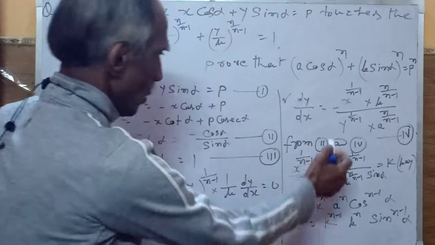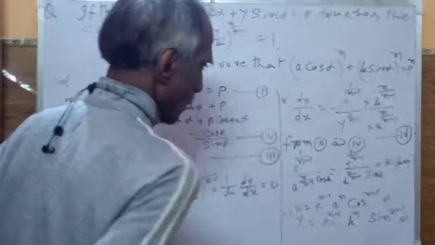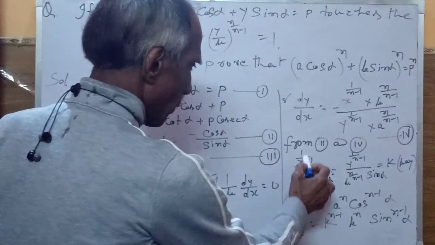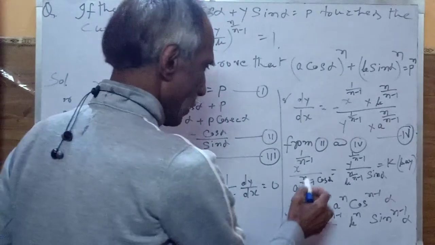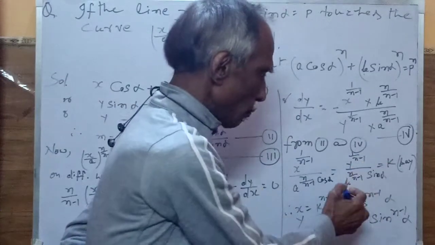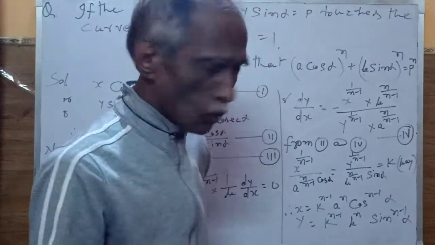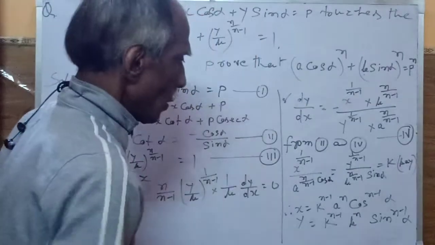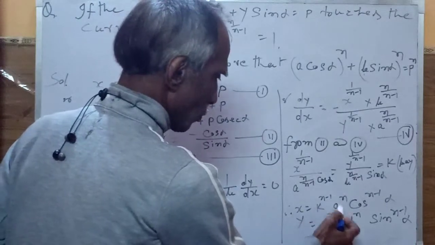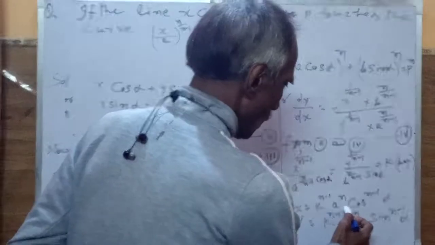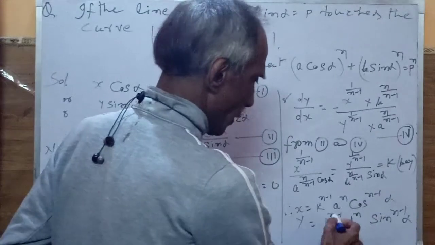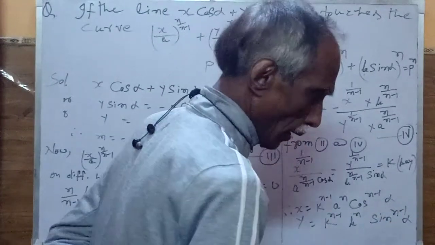Now compare equations 2 and 4. You will get x^(1/(n-1)) by a^(n/(n-1)) cos alpha is equal to y^(1/(n-1)) by b^(n/(n-1)) sin alpha is equal to, suppose, k. And from this, you will write the value of x as x is equal to k^(n-1) a^n cos^(n-1) alpha. And similarly, y is equal to k^(n-1) b^n sin^(n-1) alpha.